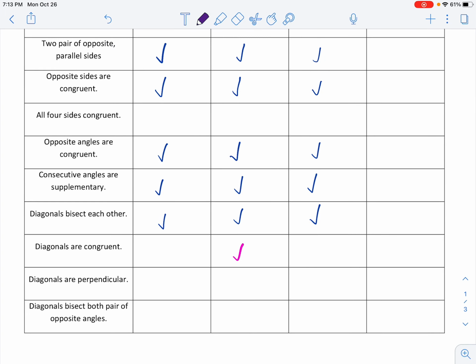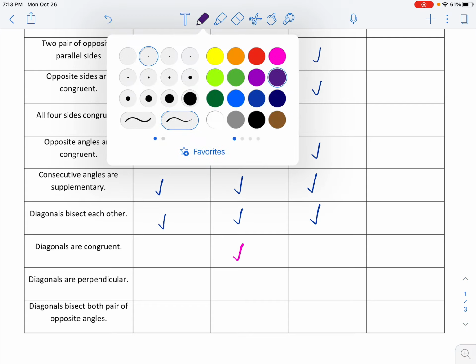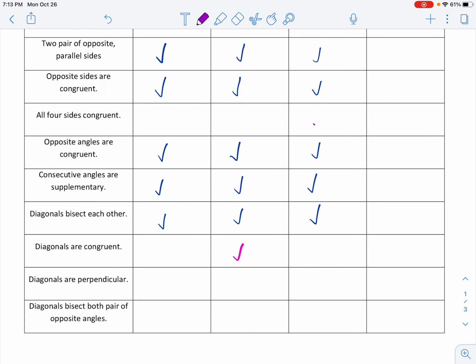In a rhombus, are all 4 sides congruent? They are. Let's put a nice check there. Let's use a color that's a little bit more different. Purple. All right, so we just said the diagonals are not congruent. Are the diagonals perpendicular though? They are for a rhombus. And do the diagonals bisect both pair of opposite angles? That is another property that we learned about the rhombus.